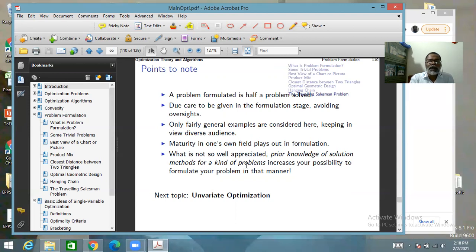So this completes our first part of discussion, that was general concepts, general ideas, before we start optimization itself. Next lecture onwards, we will take up the simplest kind of problems, single variable problems. That will be the starting point in the next lecture.